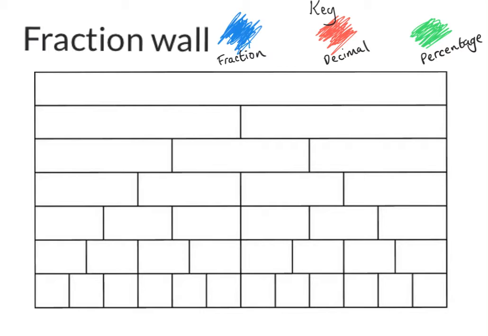Okay, so here I've got a blank fraction wall and I've made myself a little key up here. So I'm going to write on the fractions in blue, the decimals in red and the percentages in green. So at the beginning of this lesson, we looked at 50 100ths and we said it was a half. Now this is a half here, so I'm going to write this in, half. The decimal was 0.5, so I'll write that in here. And the percentage was 50%.